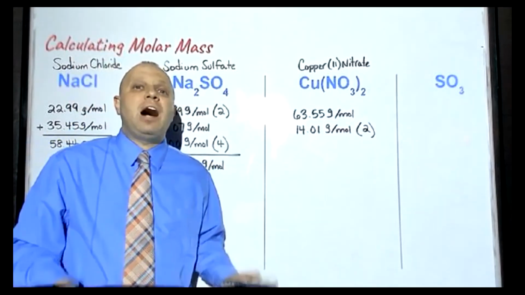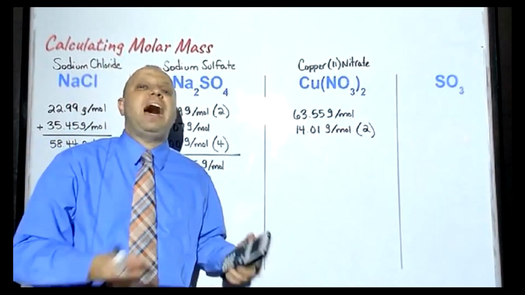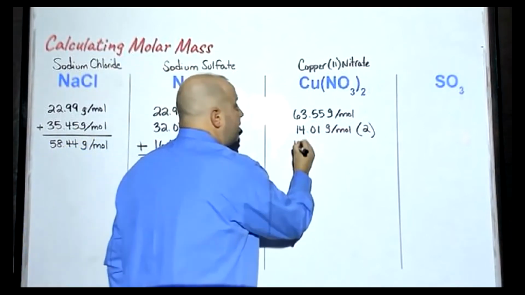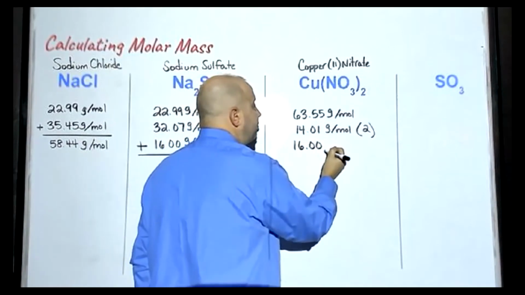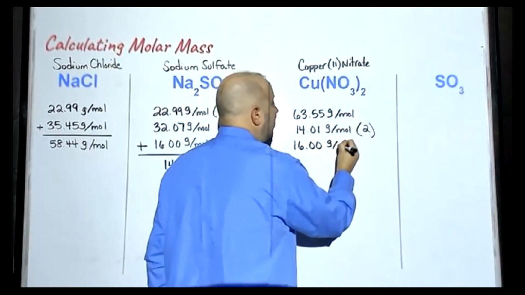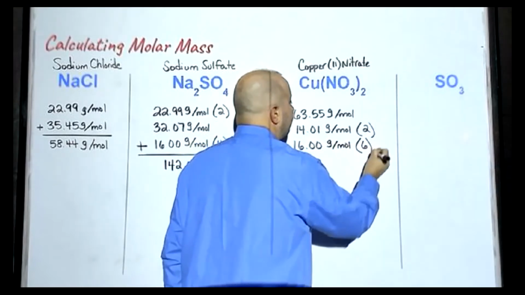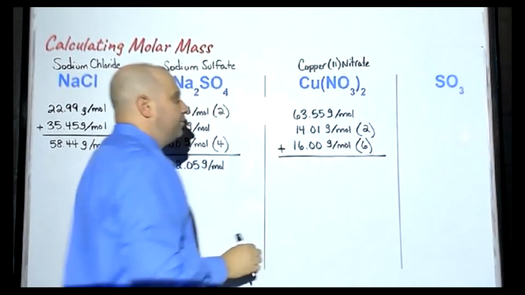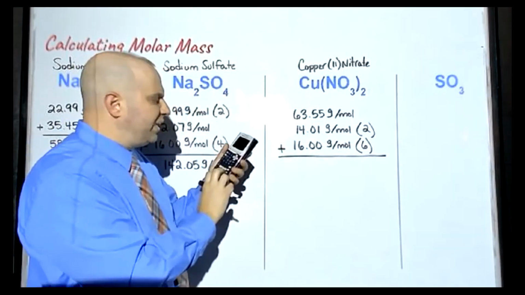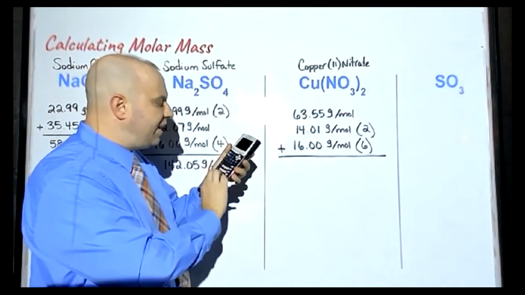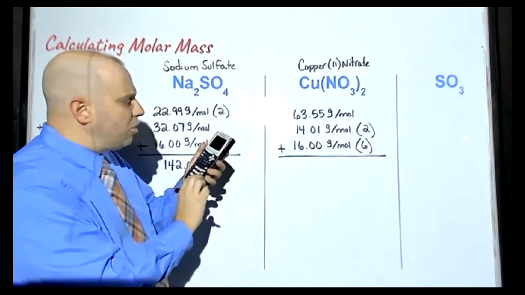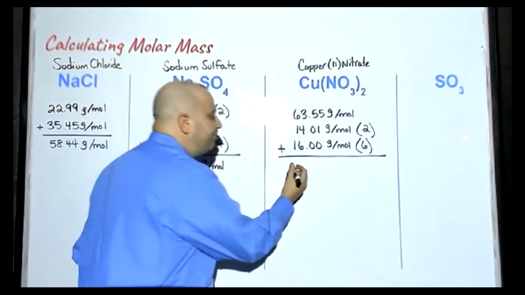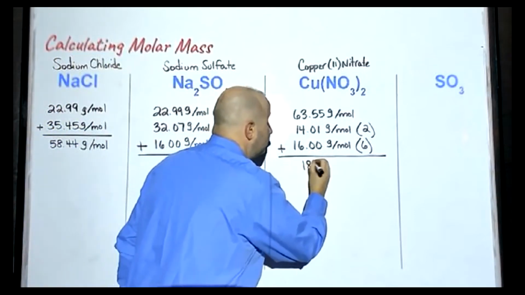And finally, for oxygen, we will have 2 times 3, or 6 oxygen atoms. So we will take the molar mass of oxygen, 16.00 grams per mole, and multiply that by 6. Adding these together, we get 63.55 plus 28.02 plus 96, or 187.57 grams per mole.